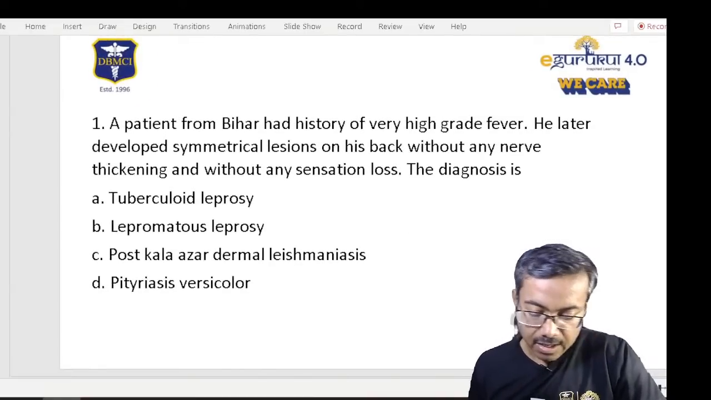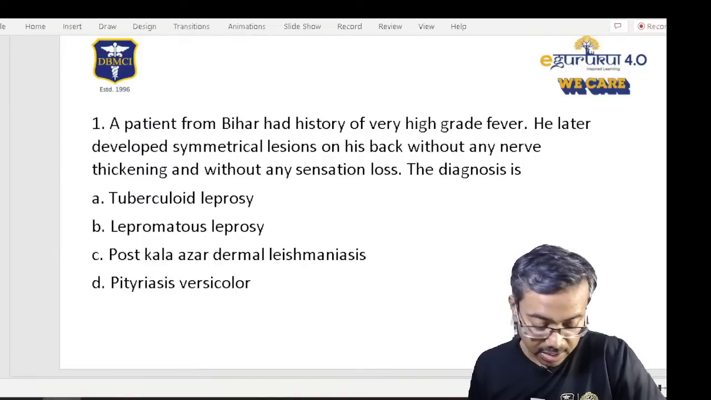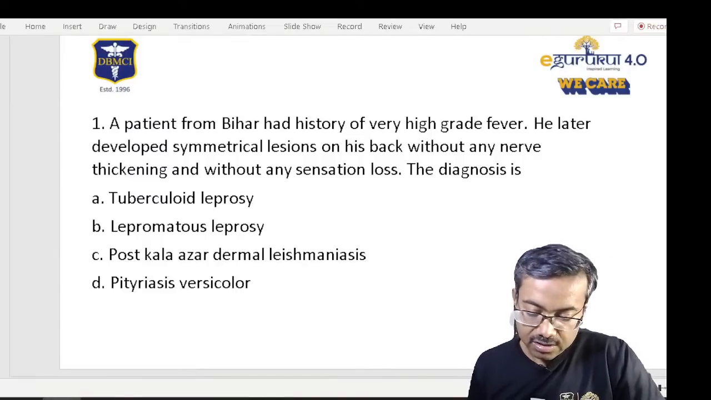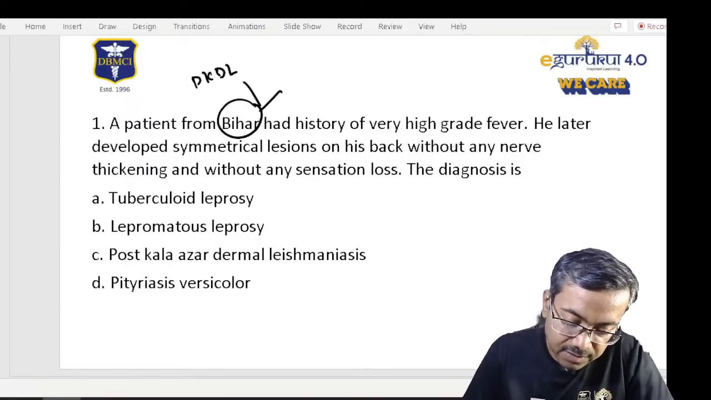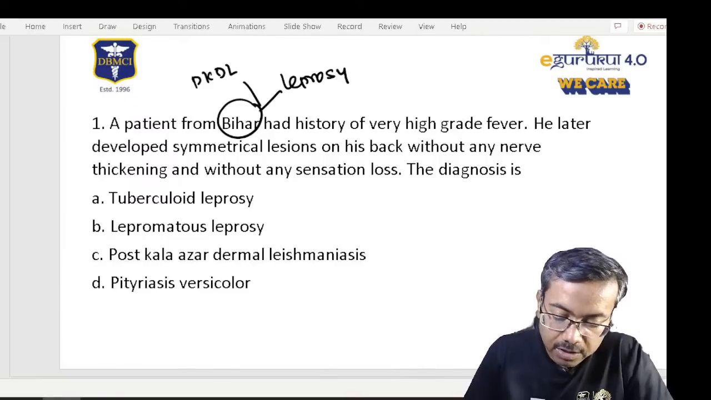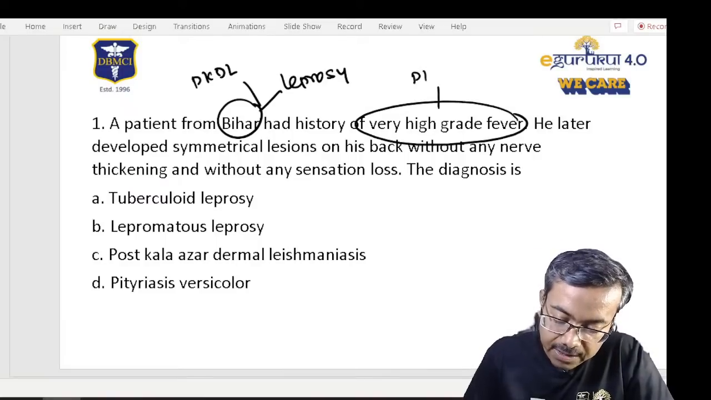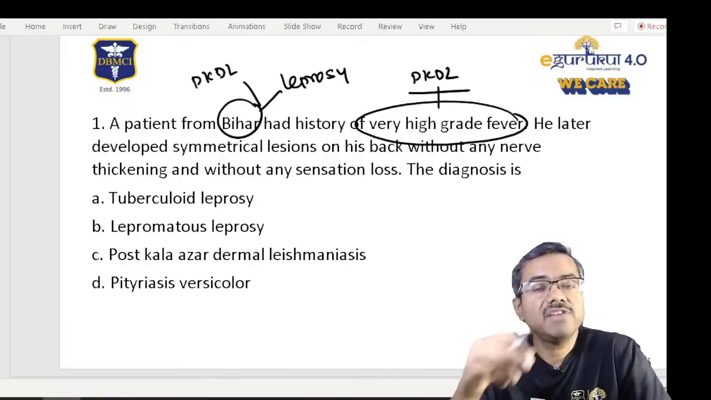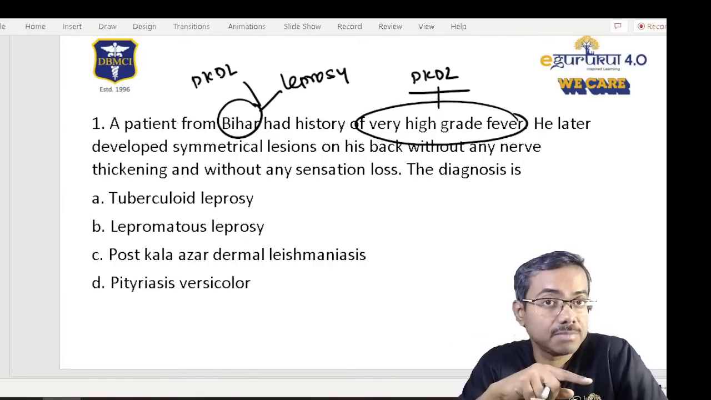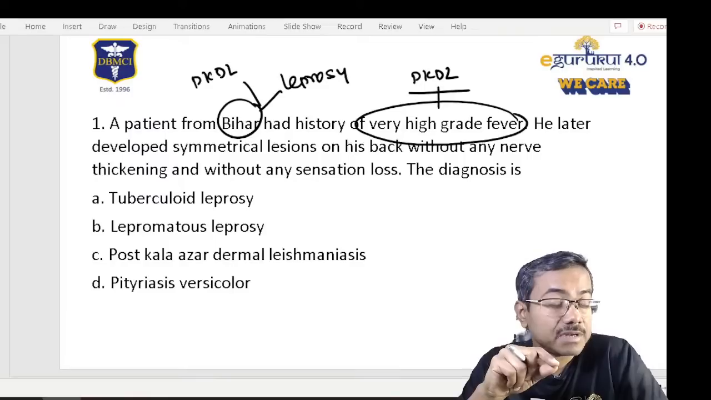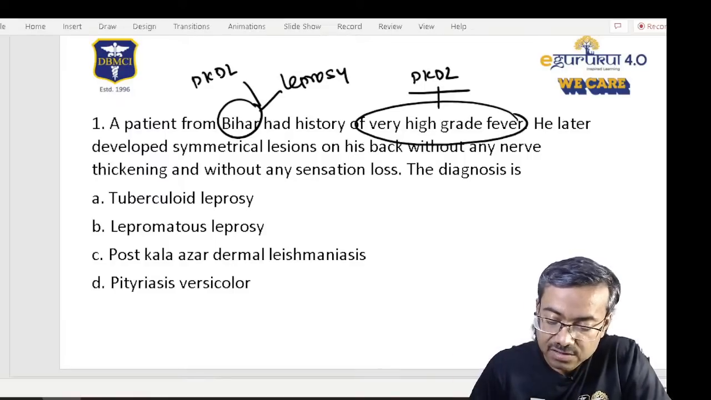A patient from Bihar had history of very high grade fever. He later developed symmetrical lesions on his back without any nerve thickening and without any sensation loss. The diagnosis is, now, the moment you have Bihar, you have two differentials pop into the head, one is PKDL and one is leprosy. High grade fever would support the PKDL history, because every PKDL patient has a history of leishmaniasis in the past. That's called visceral leishmaniasis. Visceral leishmaniasis usually has fever, right?